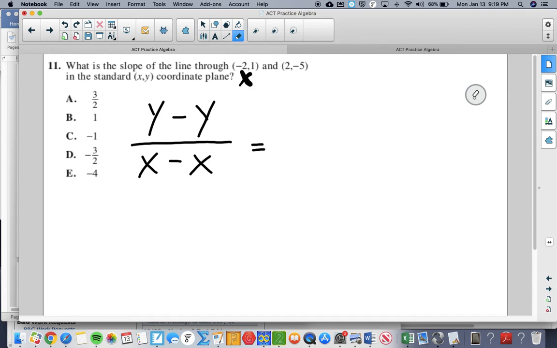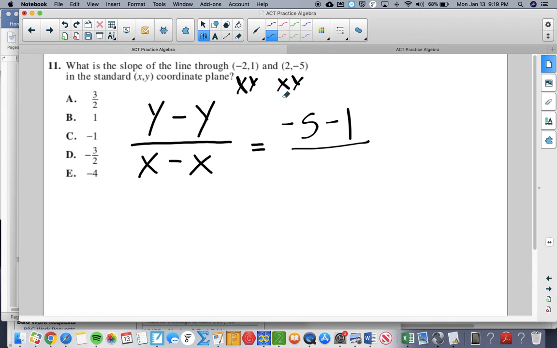X. Ooh. X, Y, X, Y. So y's are -5 minus 1 on the top. X is on the bottom. Now if I take this y minus that y, I have to start over here with the second x. I started with the second y minus the first y, second x minus the first x. So you get 2 minus -2.